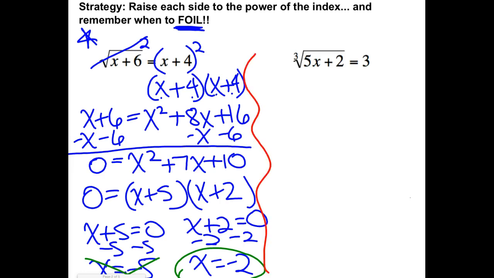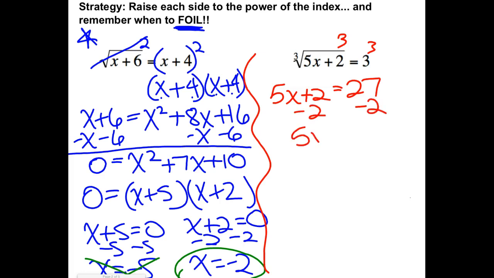So if I go back to this one, it says that we have a cube root, so that means I need to cube both sides. Okay, when we do that, the cube and the cube root are going to cancel, so I just have 5x plus 2. Grab your calculator, 3 to the third is 27. Okay, then I'm going to minus 2, okay, and then I'm going to divide by 5, and x is going to equal 5.